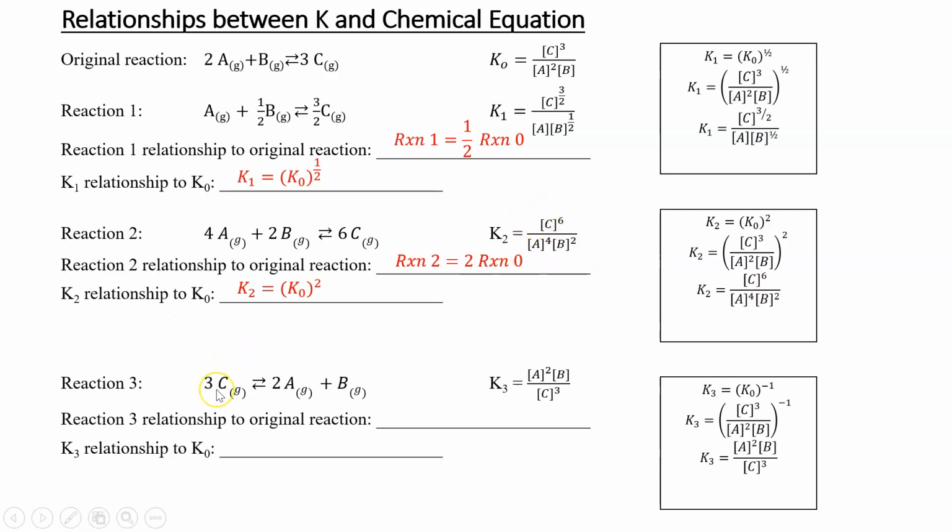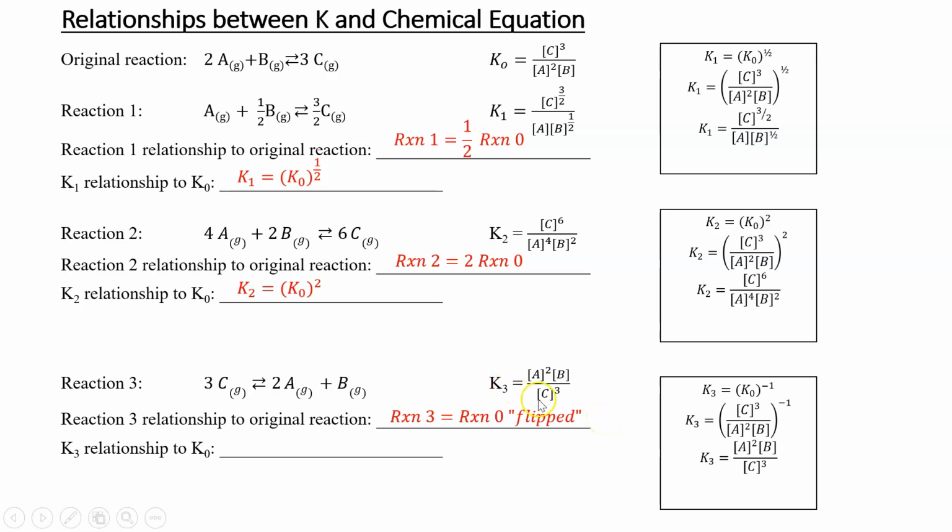Reaction 3. This one might be a little harder to see for some at first. 3C yields 2A plus B. Well, 3C was the product up here, and 2A plus B are the reactants in the original reaction. So this is just the reverse reaction. Reaction 3 is reaction 0 flipped around, or reversed.